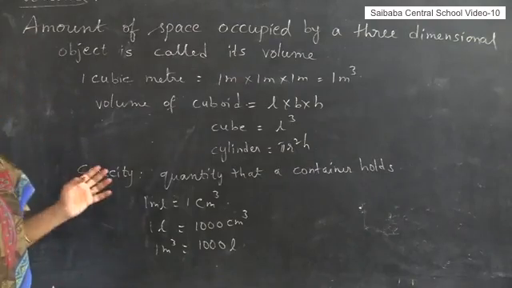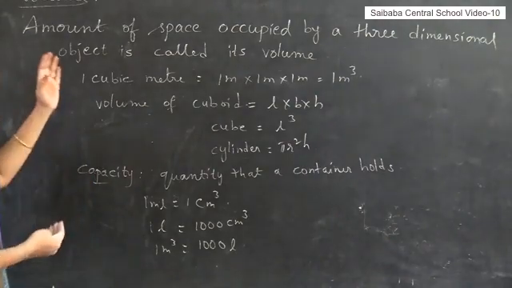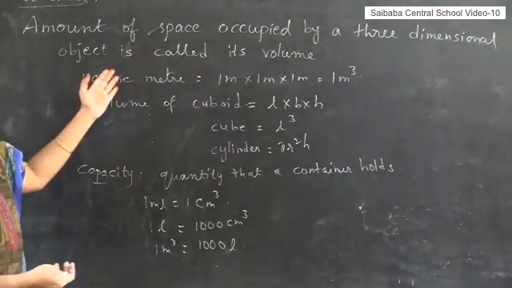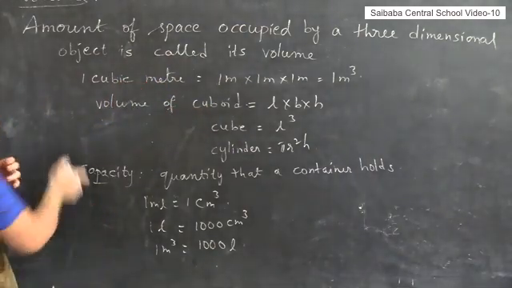Our next topic is about volume. This is the last topic in this chapter. See, what is the volume? The amount of space occupied by a three-dimensional object is called its volume. For example, take a cube or cuboid.